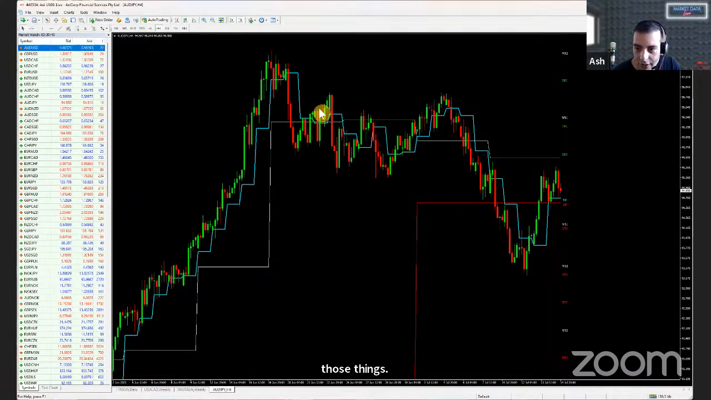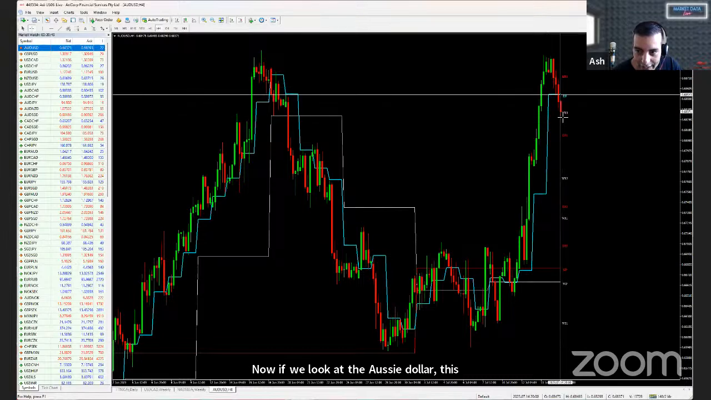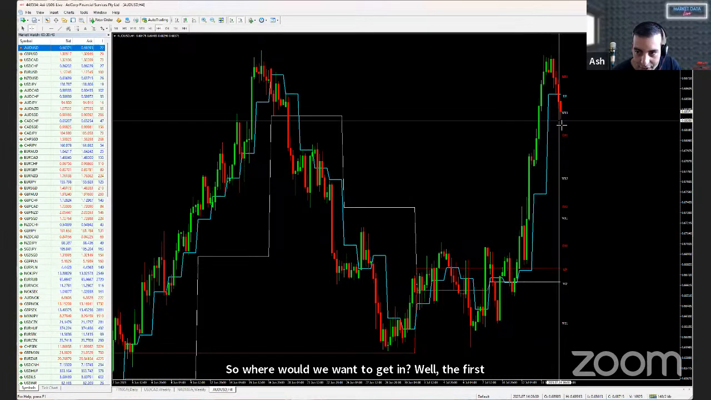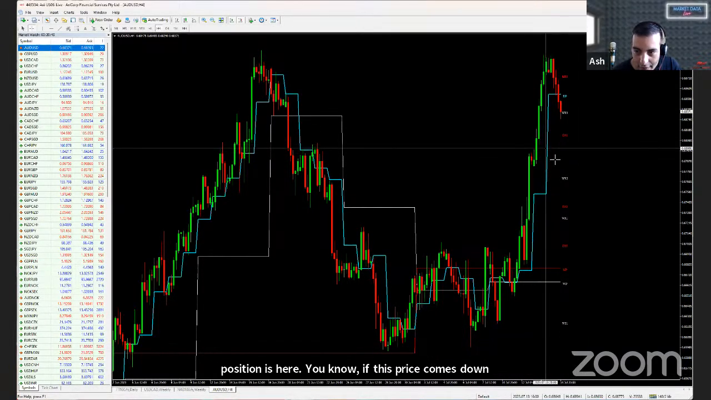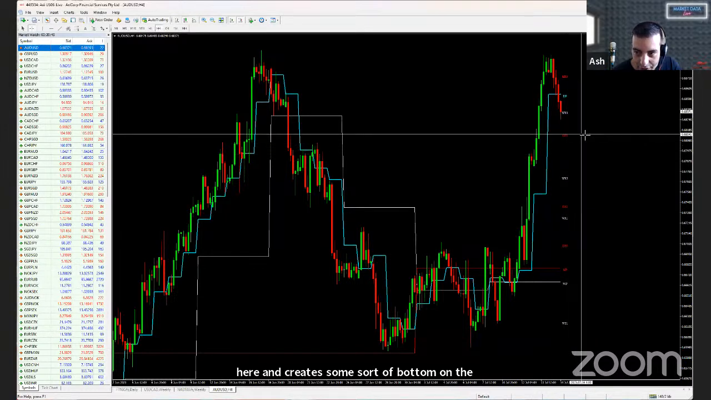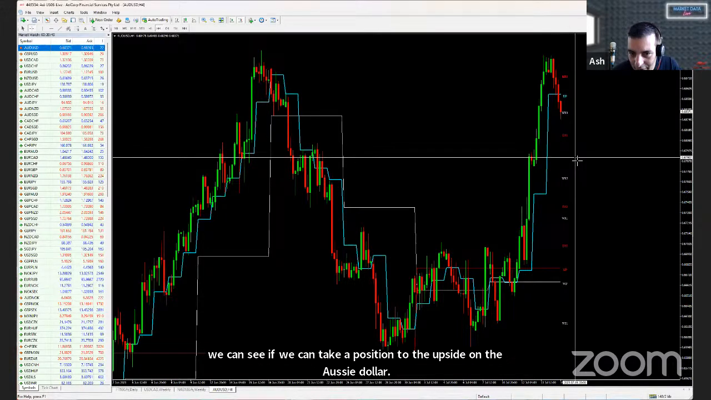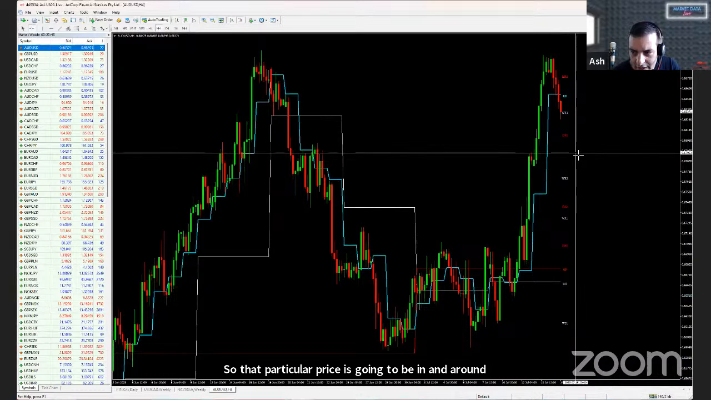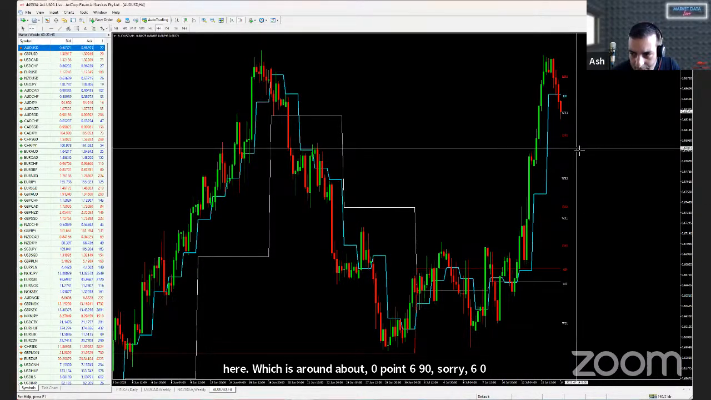Now, if we look at the Aussie dollar, this has gone up a long way. So where would we want to get in? Well, the first position is here. If this price comes down here and creates some sort of bottom on the 4 hour, then we can see if we can take a position to the upside on the Aussie dollar. So that particular price is going to be in and around here, which is around about 0.680, but it starts on the 0.680.